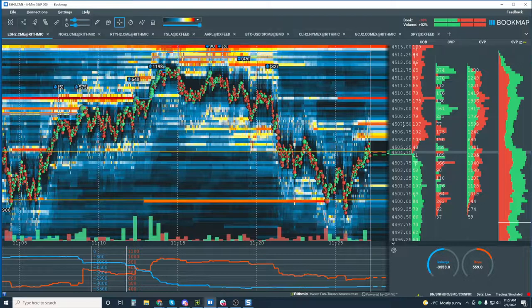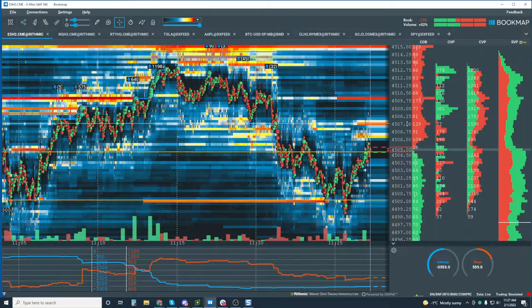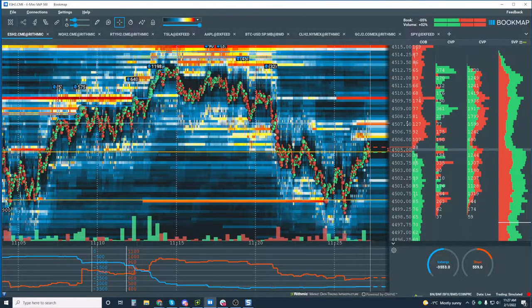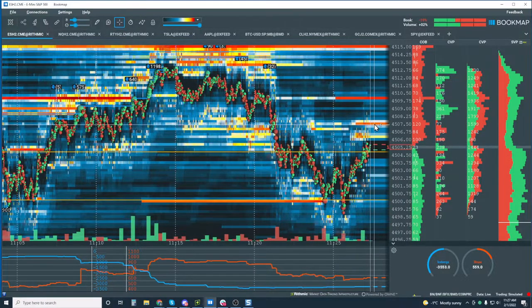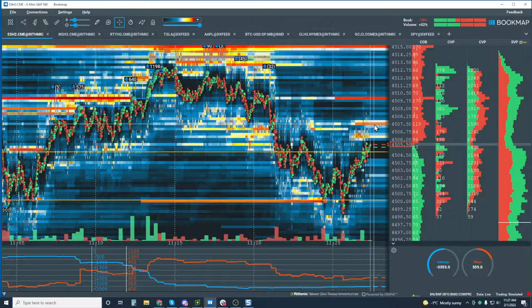All right, so our 45.07 up here. We got as high as 6. That was it. But it looks like they're going to go for it now. The 750 here.